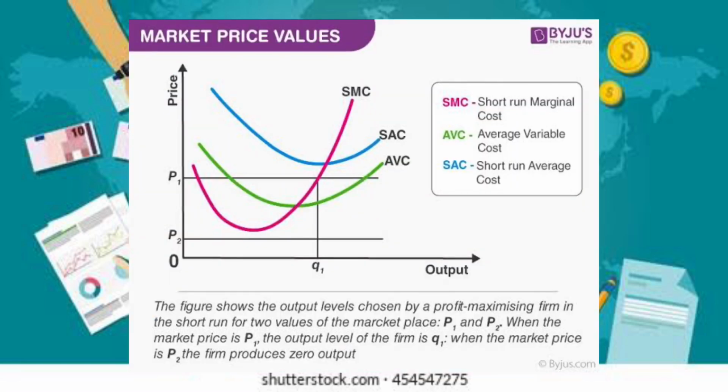So the figure shows the output levels chosen by a profit maximizing firm in the short run for two values of the market price, P1 and P2. When the market price is P1, the output level of the firm is Q. When the market price is P2, the firm produces zero output.